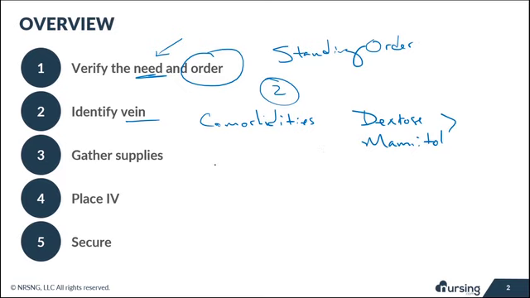The next thing that you're going to do is gather all of your supplies. You should be thinking about all of the supplies that you're going to need in order to make sure that this IV is going to stay secure. Maybe you need extra tape. Maybe you're going to need a different type of dressing, that kind of stuff. So just anticipate what kind of supplies you're going to need and gather those and get them all ready.